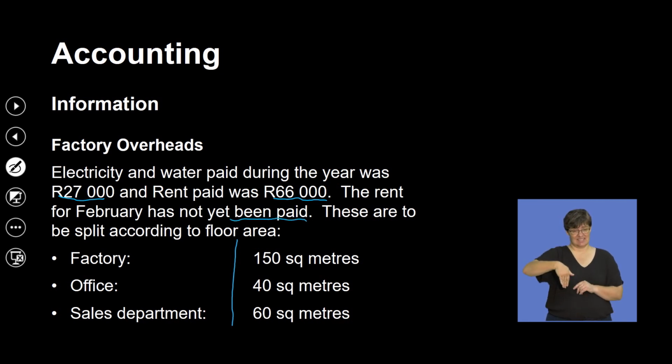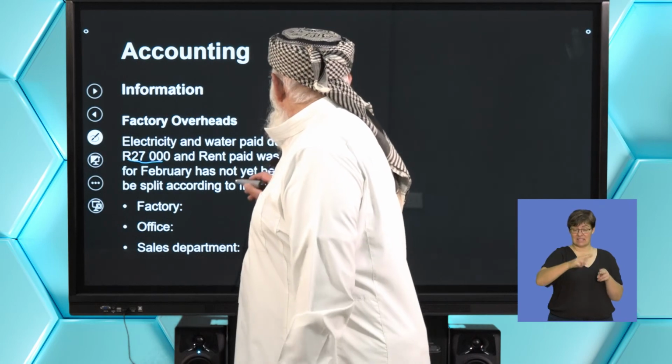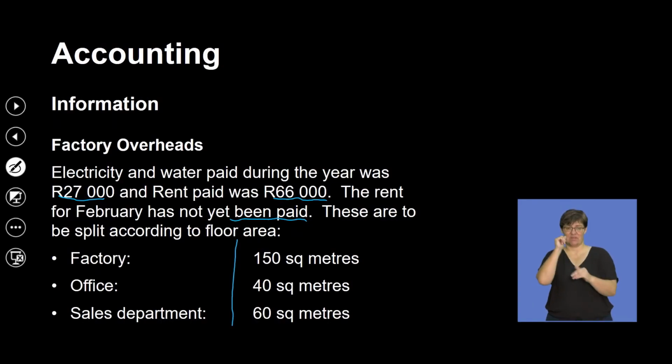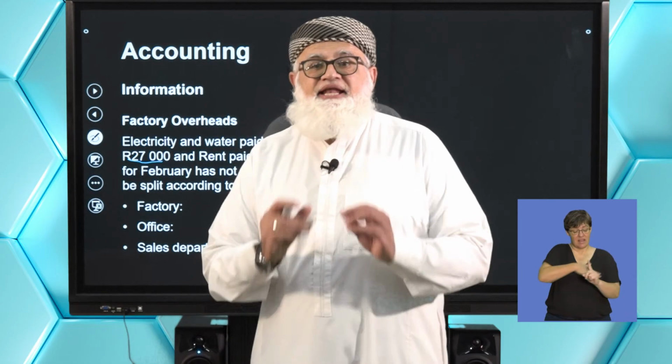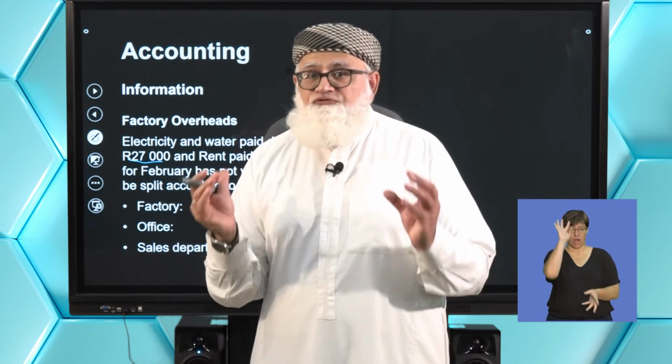Clearly you can see here that you are dealing with an adjustment. In other words, the rent that you've paid for a total of 11 months immediately tells you that you have to now go and do a calculation. Again, you are told that these are to be split according to the floor areas. The moment you are given floor area, it is important for you to understand that you first work out the total floor area.